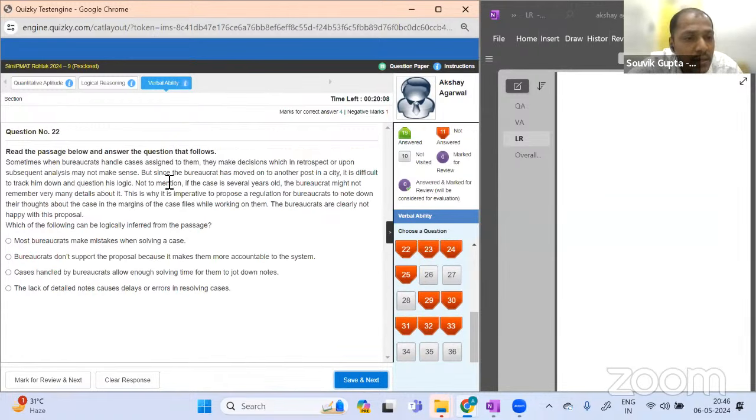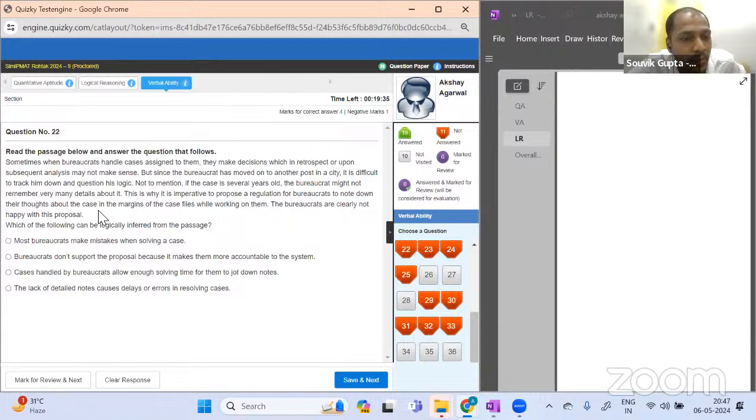Sometimes bureaucrats handle cases assigned to them. They make decisions which, in retrospect or upon subsequent analysis, may not make sense. But since the bureaucrat has moved on to another post in the city, it is difficult to track him down or question his logic. So it sense. Since the question not to mention if the case is several years old, the bureaucrat might not remember very many details of about it. This is why it is imperative to impose a regulation for bureaucrats to note down their thoughts about the case in margins of the case files while working on them.